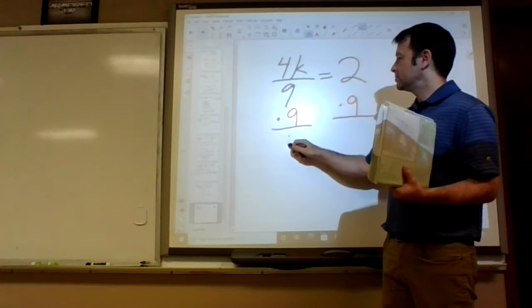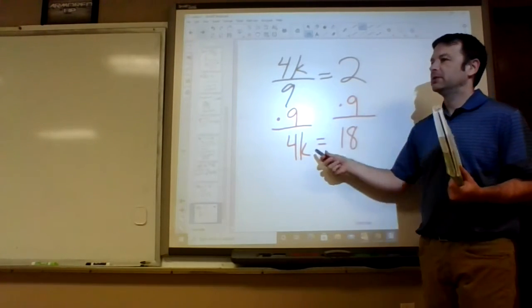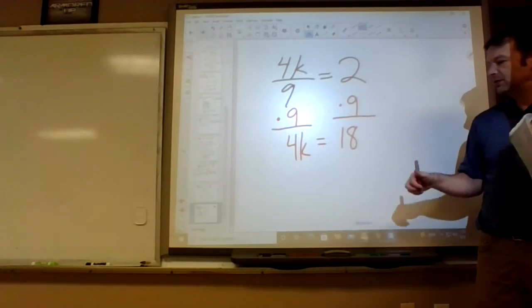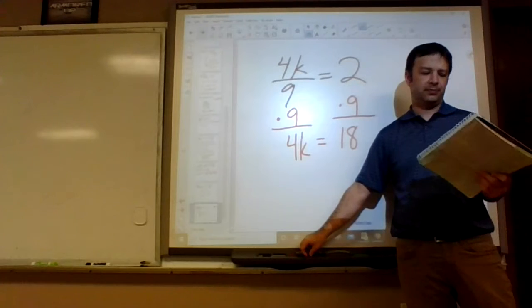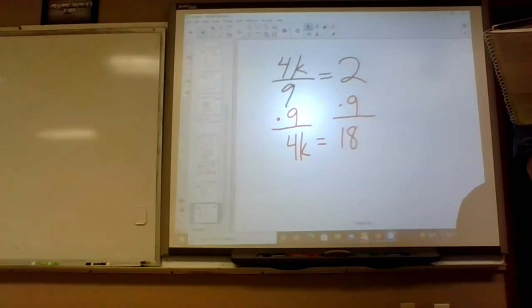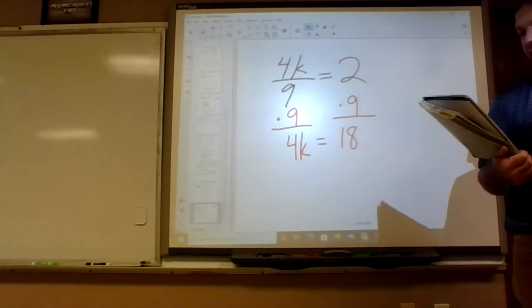Which is 18. So 4k equals 18. And then divide by 4. This one is a fraction. Make sure you reduce it though. Doesn't come out pretty. Most of these answers are actually fractions, so they're kind of messy.